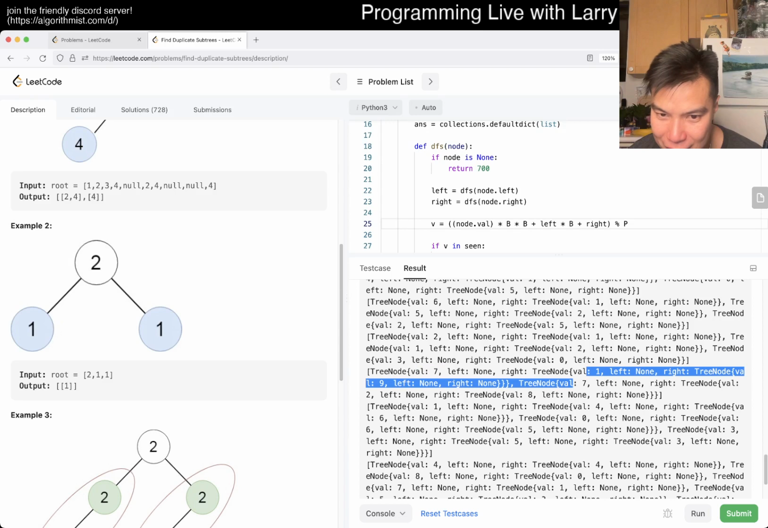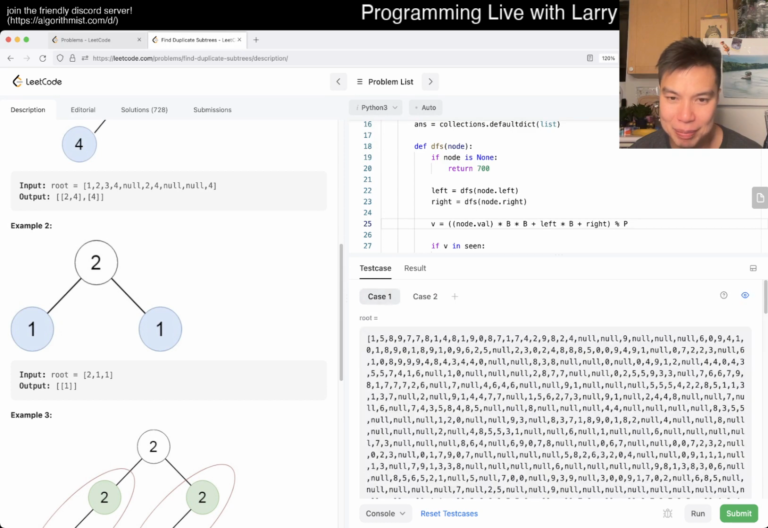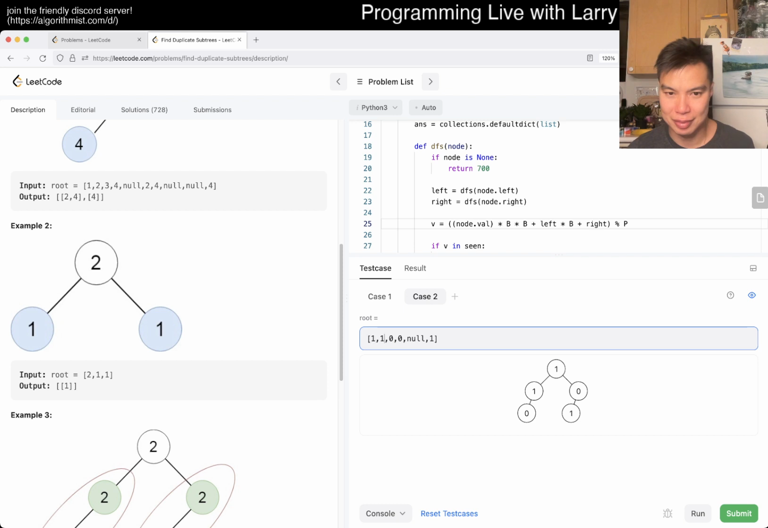Because this is 7, 1, 9, and then 7, 2, 8, right? Yeah, okay. Let's 7, 1, 9 and 7, 2, 8. What? 2, 8, right? And then 7, 1, 9 is the other one? Okay, right? And then 7, 1, 9? Right?